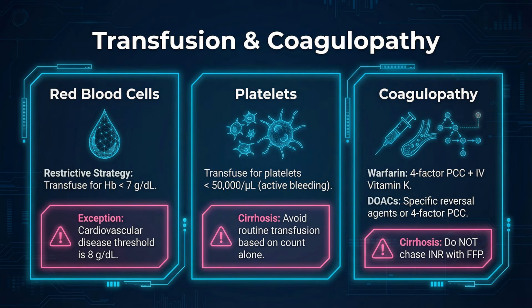And a critical point for patients with cirrhosis: do not chase the INR with fresh frozen plasma. The elevated INR in liver disease does not accurately reflect the patient's true bleeding risk, and FFP administration adds volume that can worsen portal hypertension.